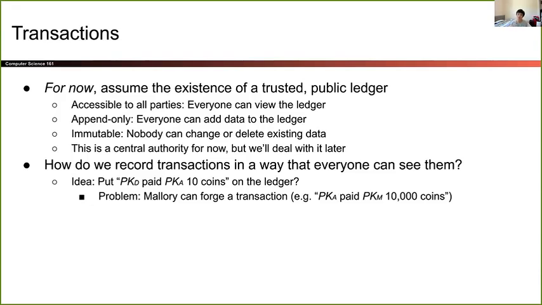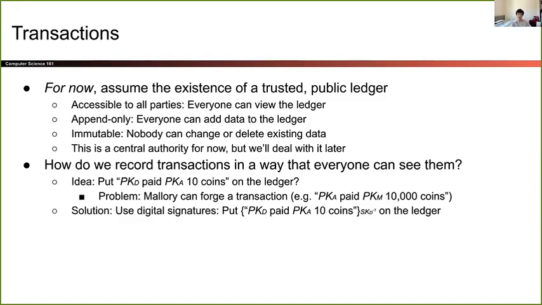So what would be the simplest solution to solve this? And just remember that everyone has a public key and a private key that they keep with them. How would you solve this? Yes, exactly, signatures. So what we can do is we'll just sign the statement. So now we have PKD paid PKA 10 coins, and this is signed by Dave's private key. So now anyone can look at the ledger and see, okay, Dave paid Alice 10 coins. And I can take Dave's public key, verify the signature and see, okay, this checks out. Dave paid Alice 10 coins.